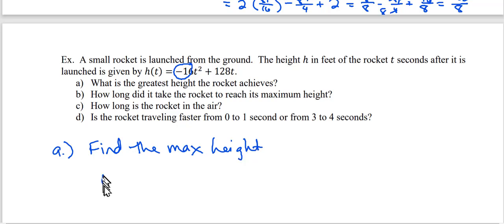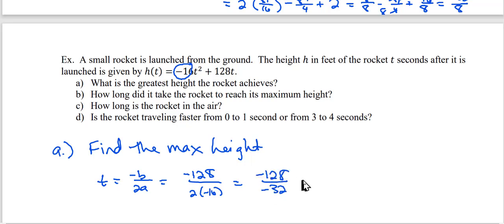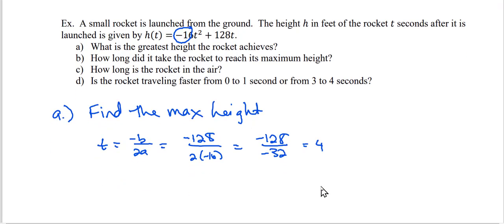Let's start with t is our independent variable here instead of x. Negative b over 2a. That will be negative 128 over 2 times negative 16. Negative 128 over negative 32 is 4. That is the t value. T is our independent variable here, t for time.